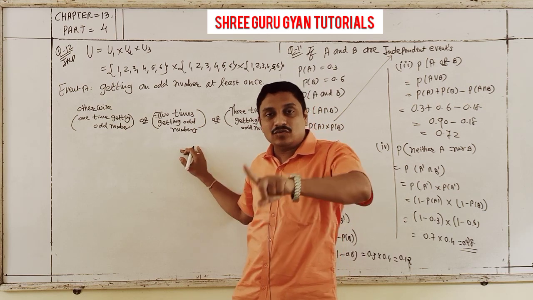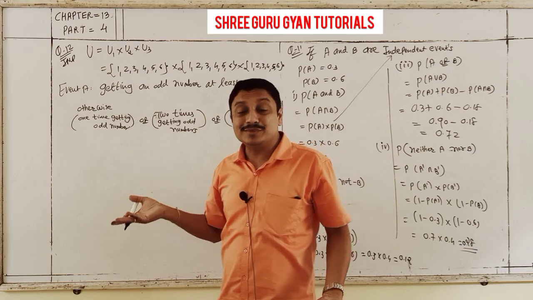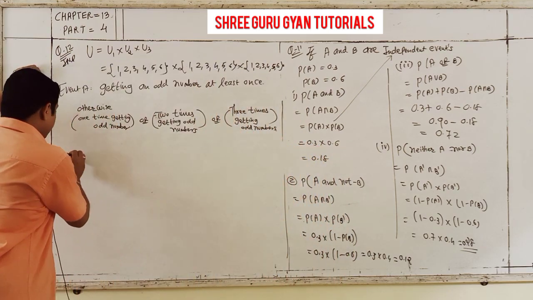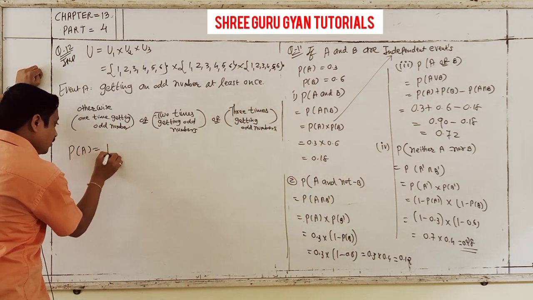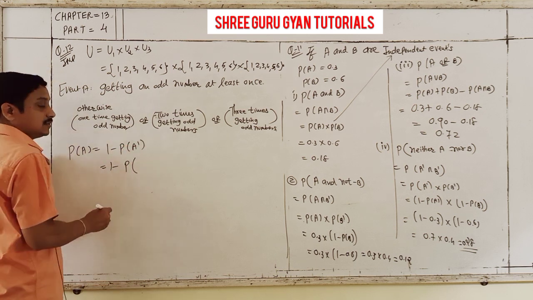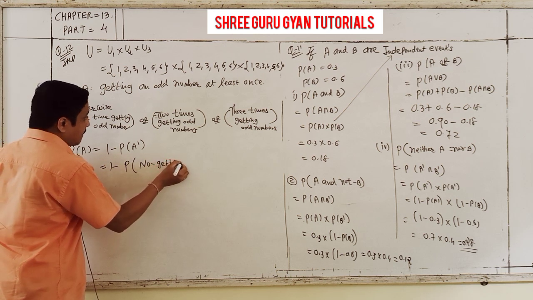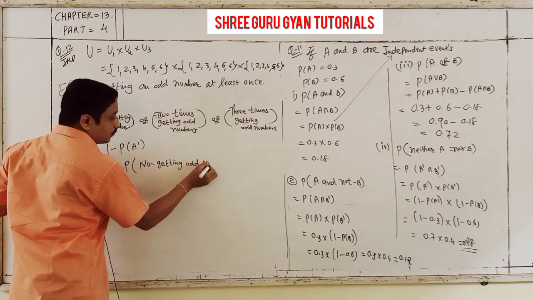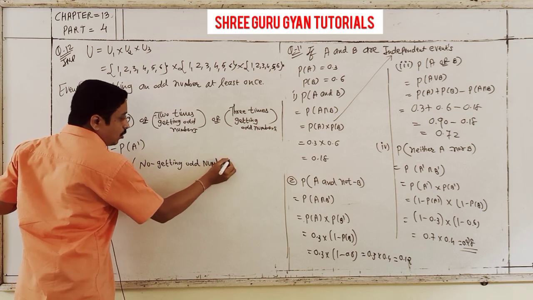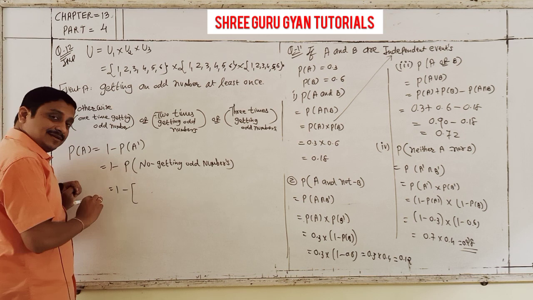That's why I find it indirectly: 1 minus the probability of not getting odd numbers. So the probability of A, I will define indirectly here as 1 minus probability of A dash. A dash means not getting an odd number in all three tosses, and that probability is very easy.